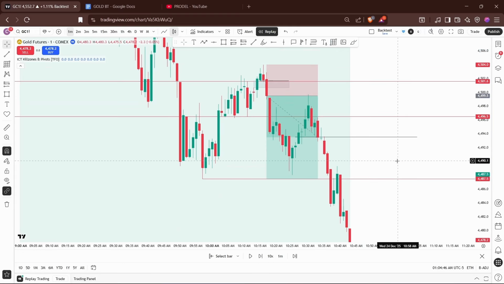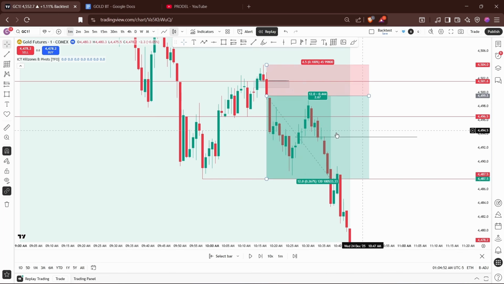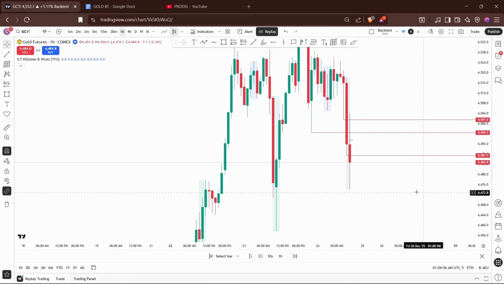Before it hit our TP, it reached to our entry point, and then took our break-even. And this is the break-even trade. Let's go to the next trade.